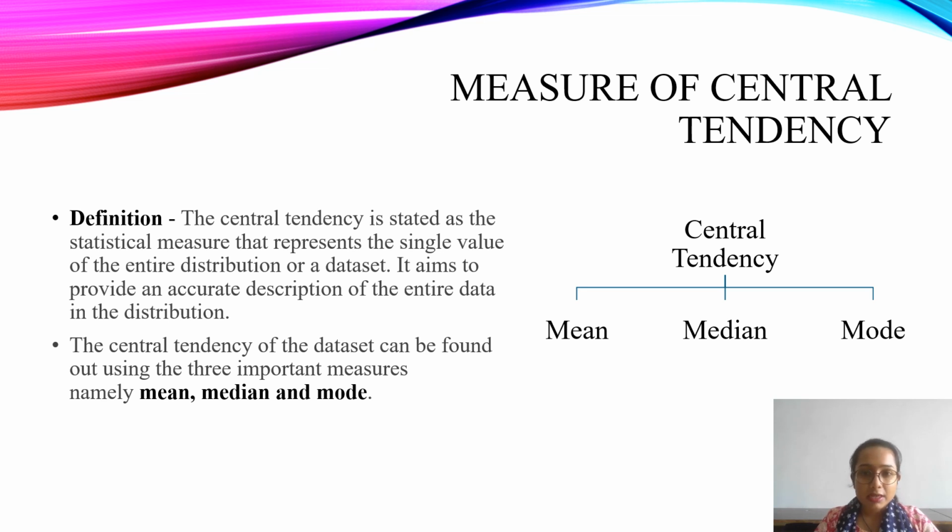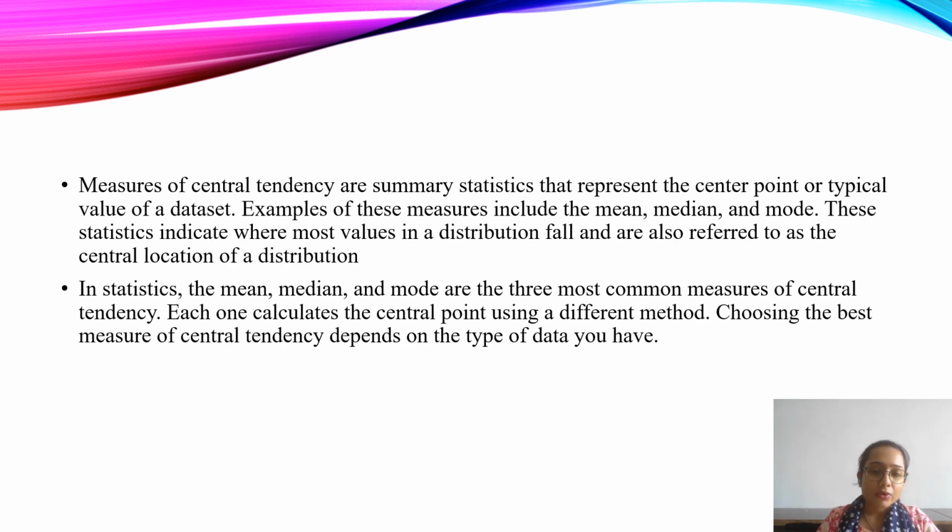Okay, first is mean, that is the very simple calculative part of measure of central tendency. Now, measures of central tendency are summary statistics that represent the center point or typical value of a data set. Examples of these measures include the mean, median, and mode. These statistics indicate where most values in a distribution fall and are also referred to as the central location of a distribution. In statistics, the mean, median, and mode are the three most common measures of central tendency. Each one calculates the central point using a different method.